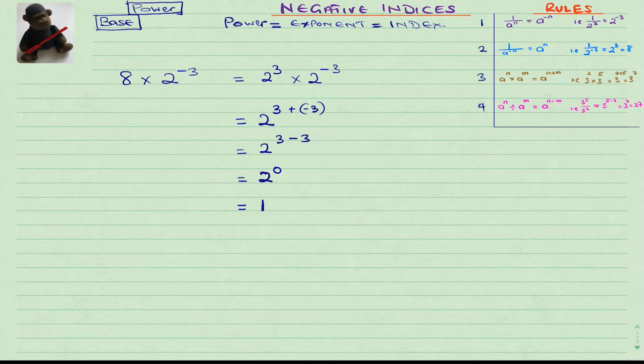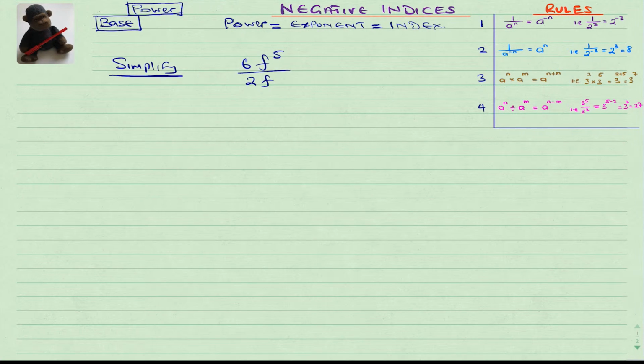Anything to the power of 0 is 1. This question is asking us to simplify. Well, this is straightforward. 6 divided by 2 is 3. And then f to the power of 5 divided by f obviously is f to the power of 5 minus 1, because the f in the denominator is to the power of 1. So we're going to get 3 f to the power of 4, and that's our answer.